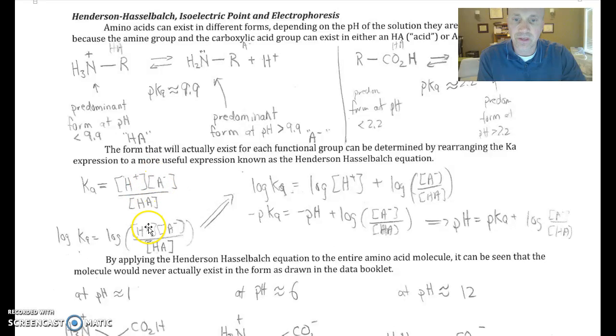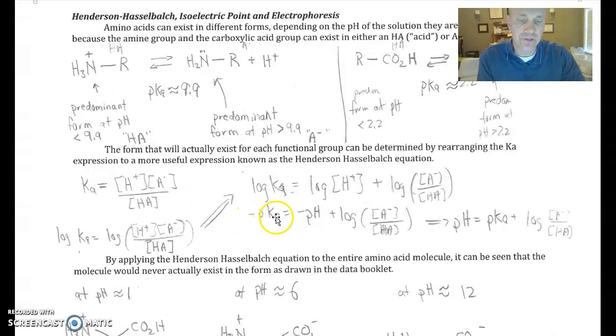One thing our logarithm rules allow us to do, if we just focus on this side right here, is break it up and express it as the logarithm of H plus, plus the logarithm of A minus over HA. What that part is right there is a ratio of your A minus form, which would be the form on your right, to your HA form, which would be the form on the left. So, recognizing that the pKa is the negative log of the Ka, the log of the Ka is the exact same thing as the negative pKa.